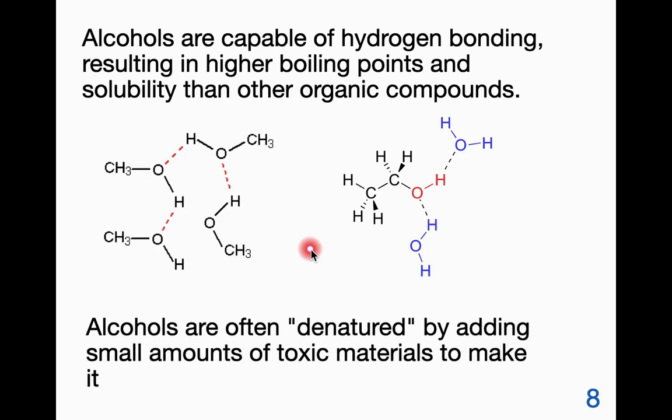Also, alcohols are denatured by adding small amounts of toxic materials to make it unfit to drink. This is often done for safety purposes. For example, natural gas, that rotten egg smell that you smell when there's a gas leak, that is artificial. Methane has no odor. They put that scent into methane so that you can easily detect it, and it's a foul smell, so you immediately want to take care of it.